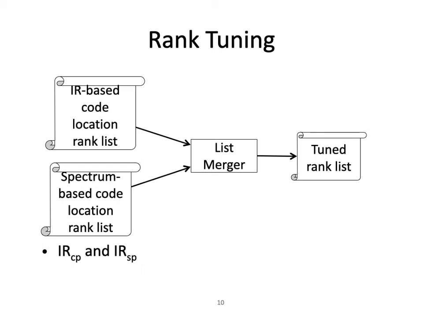Based on this strategy, we have designed and implemented another two combination ways, IRCP and IRSP. IRCP means that we first use the coverage information to refine the IR-based results, and then combine the refined list with spectrum information. IRSP means that we first use the slicing information to refine the IR-based rank list, and then combine the refined list with spectrum information.